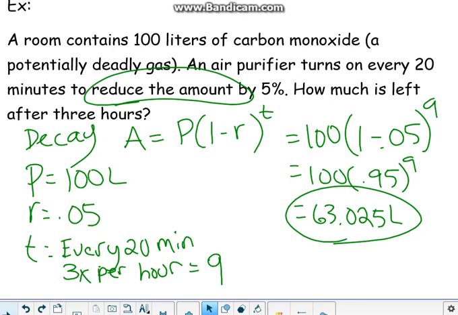So far, I don't really think this is too bad. Again, it's just plugging into some formulas. The hardest part is really identifying what each part is. So that's what's going to take some practice.